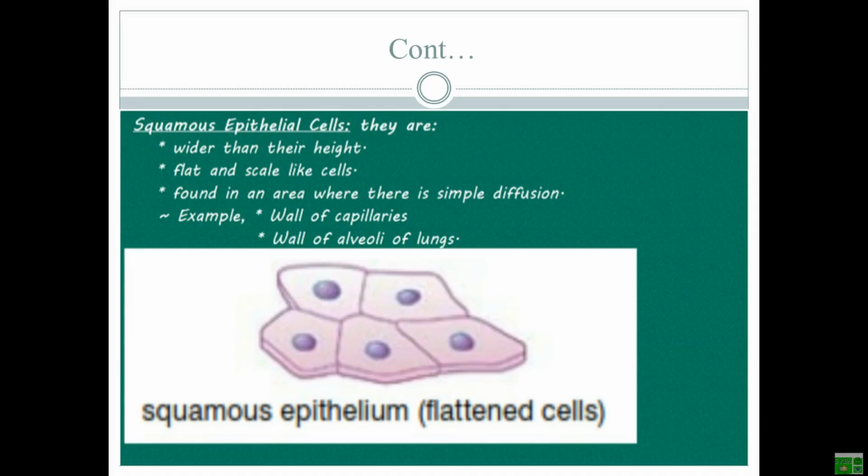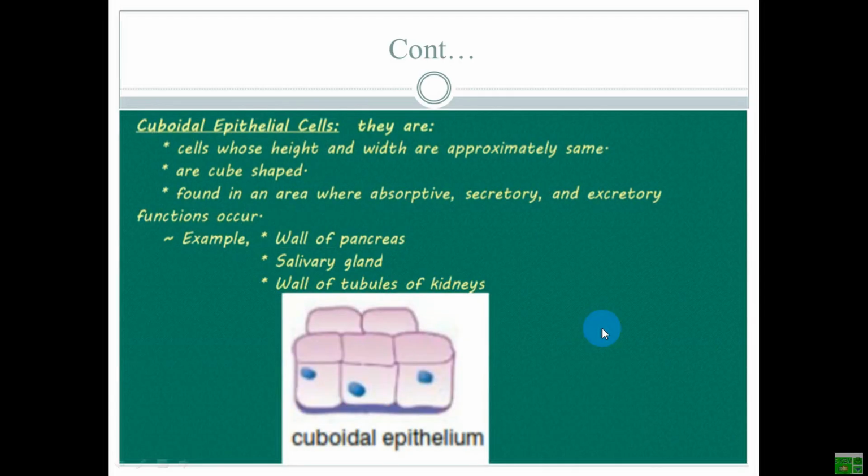When you look at squamous epithelial cells, they are wider than their height. They are flat and scale-like cells. They are found in areas where there is simple diffusion. For example, they are found on the wall of capillaries and on the wall of alveoli of the lungs. This is the typical structure of squamous epithelial cells, which are flattened cells.